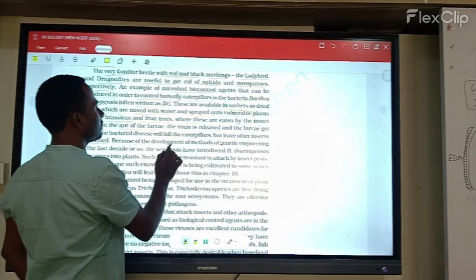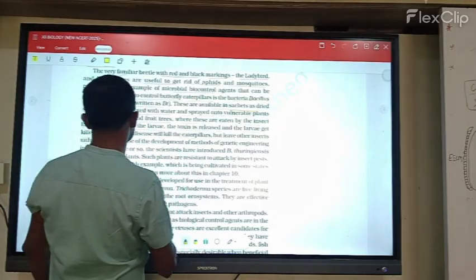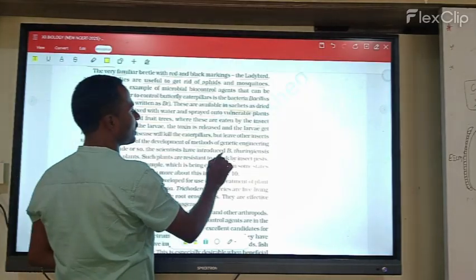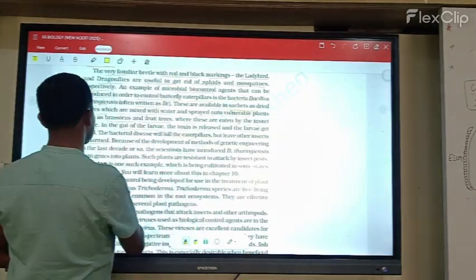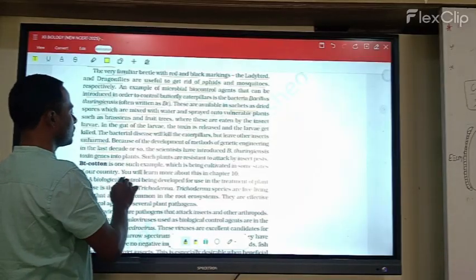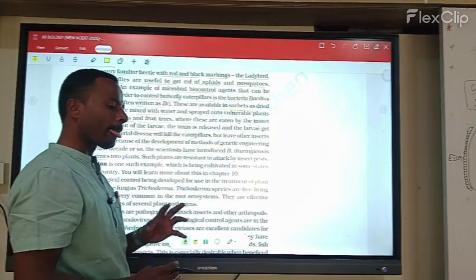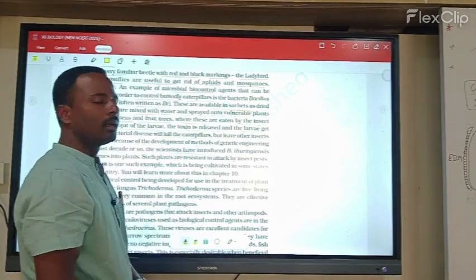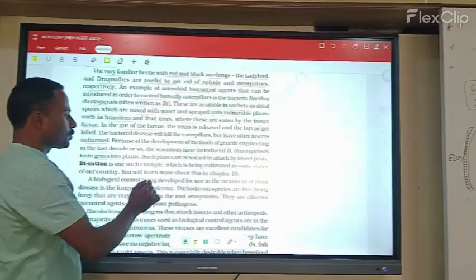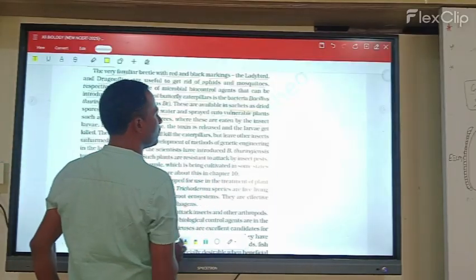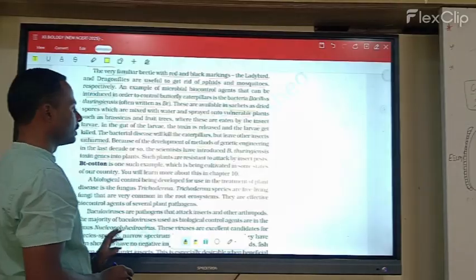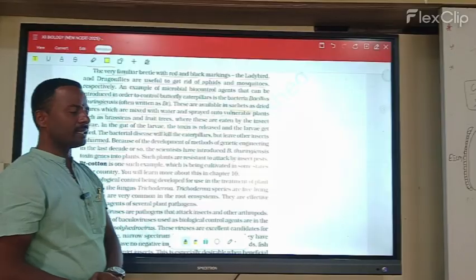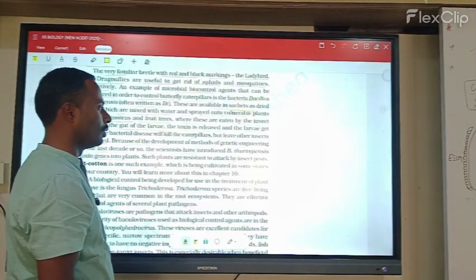Next, because of the development of genetic engineering methodology in the last decade, scientists have introduced the Bacillus thuringiensis toxin genes into plants. Scientists introduced Bacillus thuringiensis genes into crops for crop development purposes. Such plants are resistant to attack by insect pests.